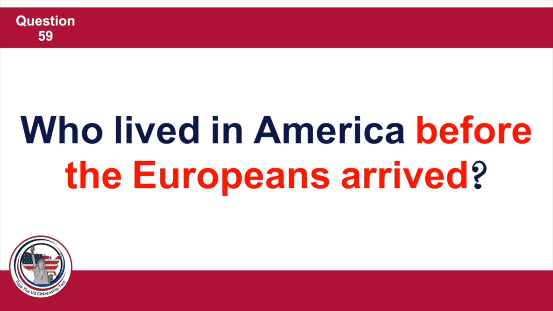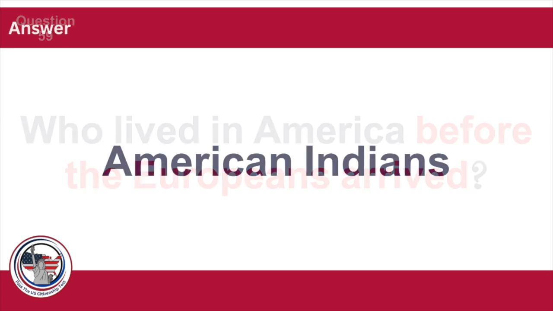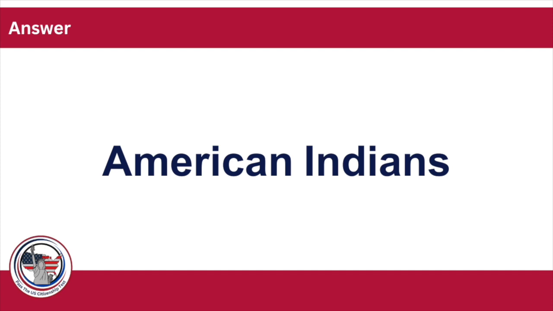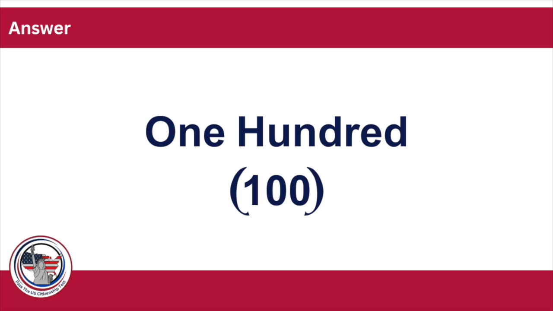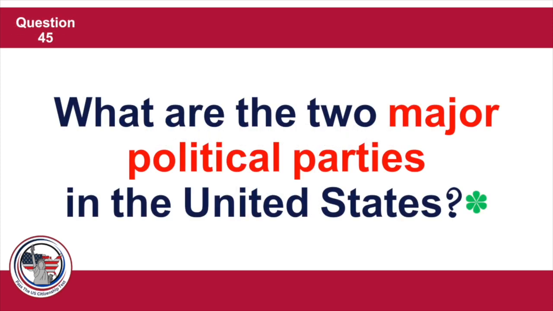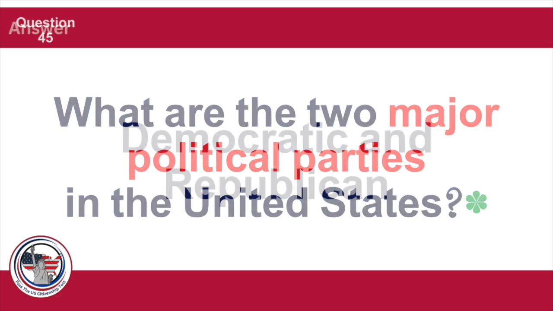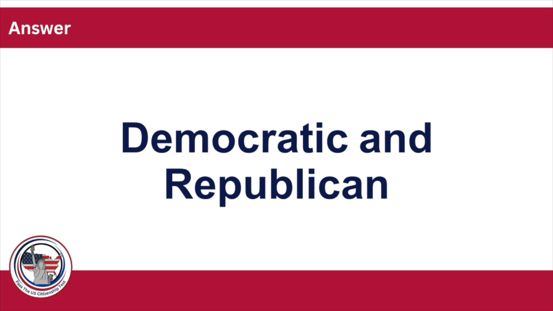Who lived in America before the Europeans arrived? American Indians. How many U.S. senators are there? 100. What are the 2 major political parties in the United States? Democratic and Republican.